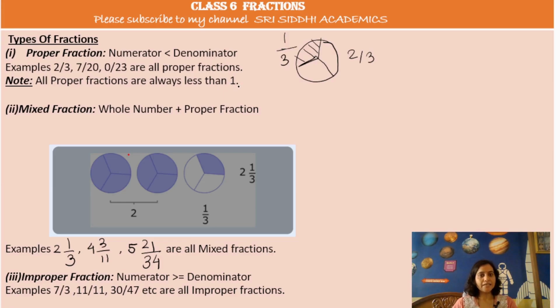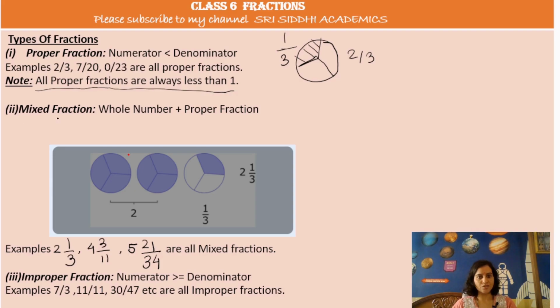We will see that also by representing fractions on a number line. We'll see how proper fractions are always less than 1, how mixed fractions and improper fractions are greater than or equal to 1. That we will see. Okay, so this is one point to remember, which is very important. This could be a true or false question or could be a fill in the blanks question. So you have to remember this.